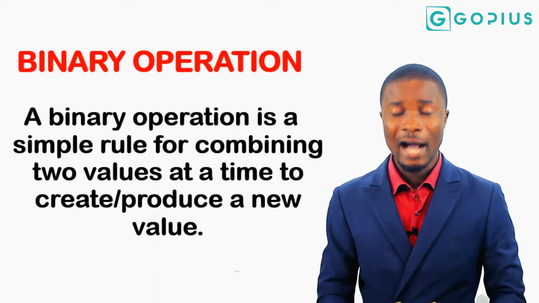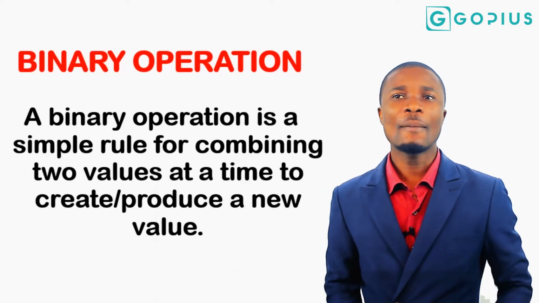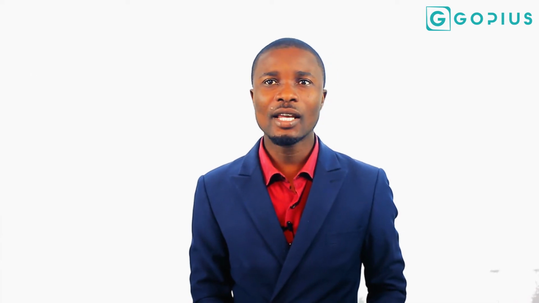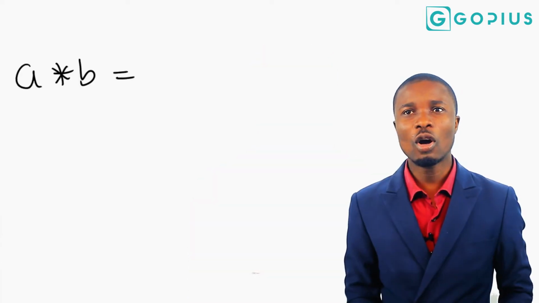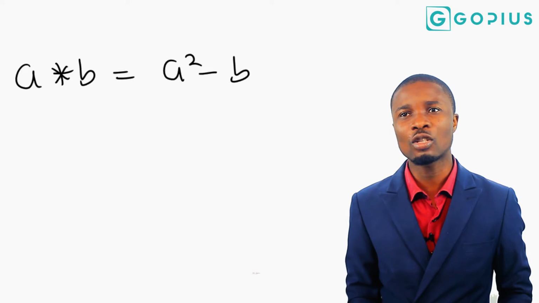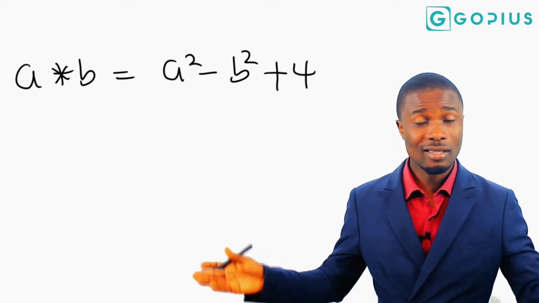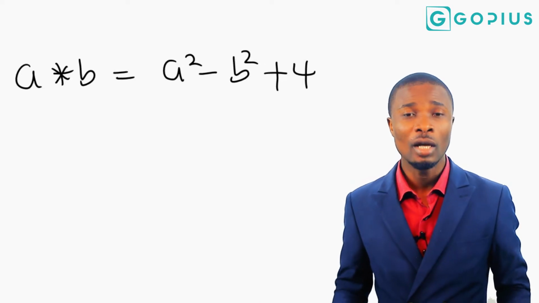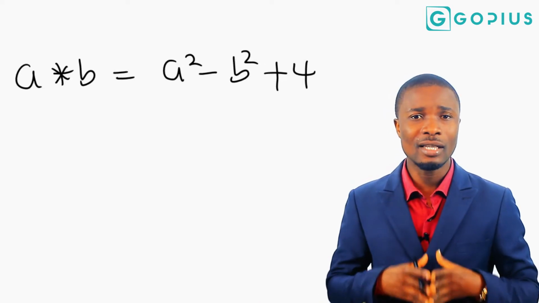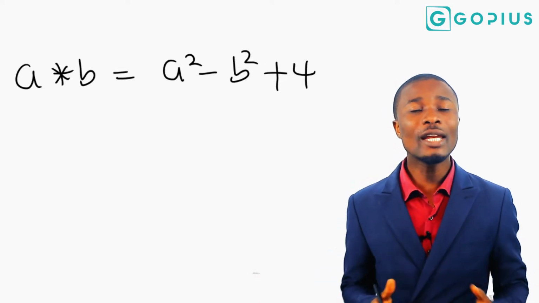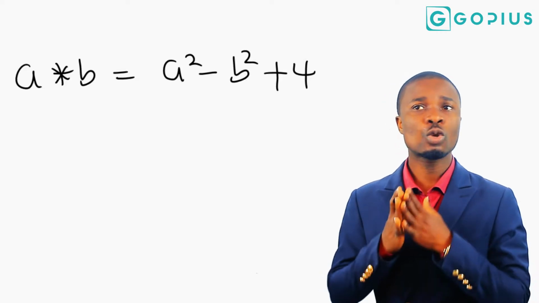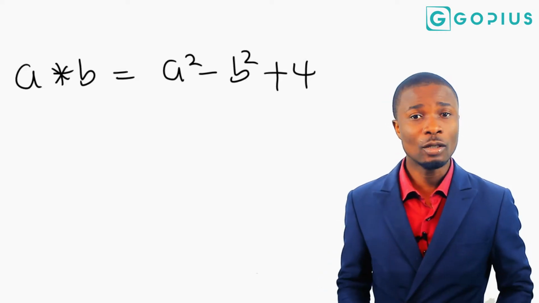Alright, so I might have something like, let's say I have two operands A and B, and my operation is star. So I can say A star B is equal to A square minus B square plus 4. That is a simple rule. That is now a simple binary operation. Anytime I have two operands A and B, I'm to square the first operand minus square the second operand and add it to 4.